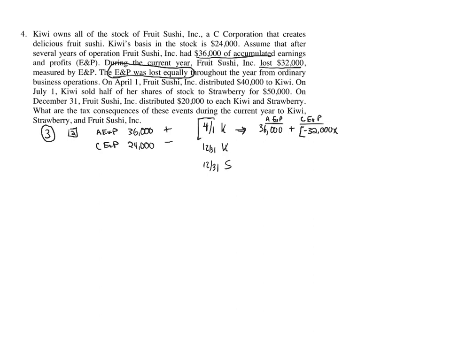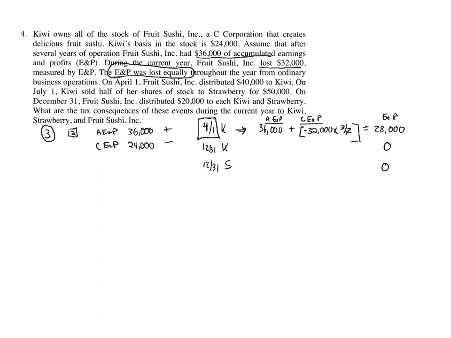So you're asking on April 1st. Everyone's a calendar year in this problem, the shareholders and the corporation. January, February, March, 3 months have passed. So that equals negative $8,000. So 36,000 minus 8 is 28,000. So 28,000 of E&P gets allocated to that date.